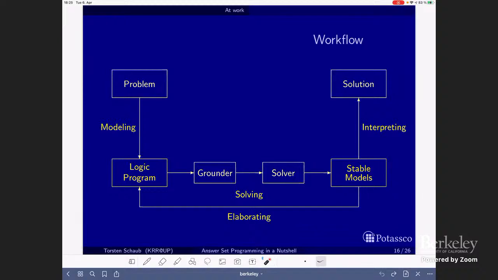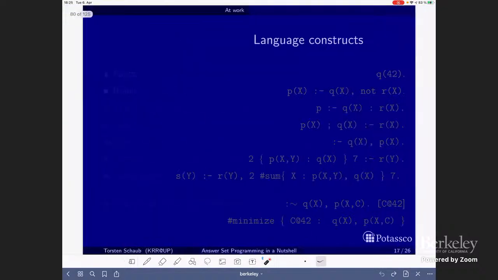Then you have propositional logic semantics. There's actually nothing to be lost there. You just have more convenience. Okay, here are the language constructs.